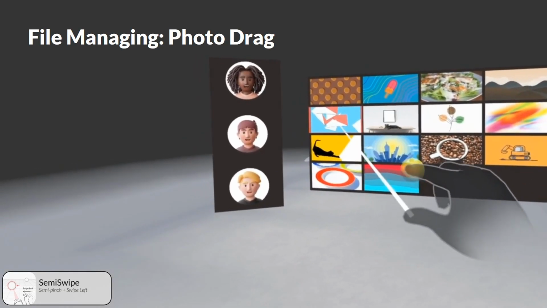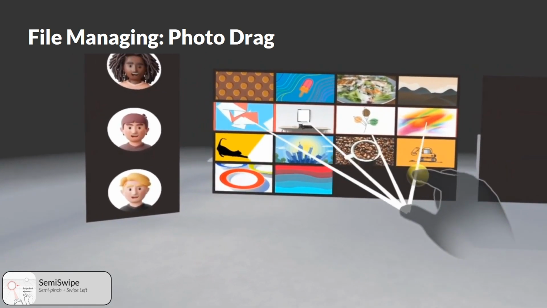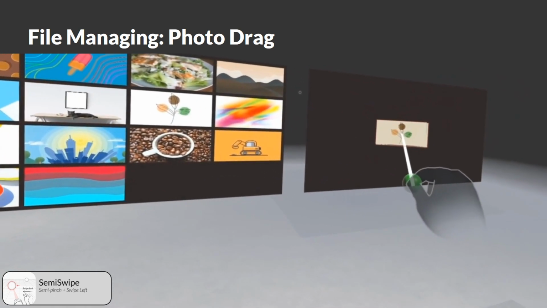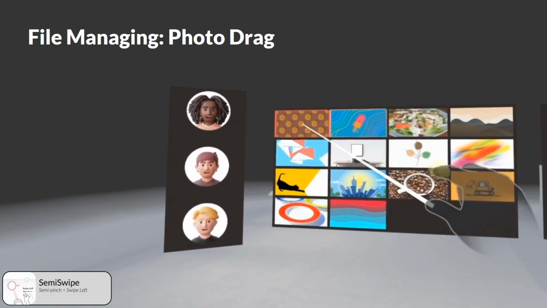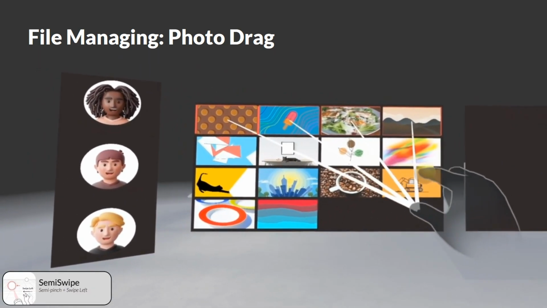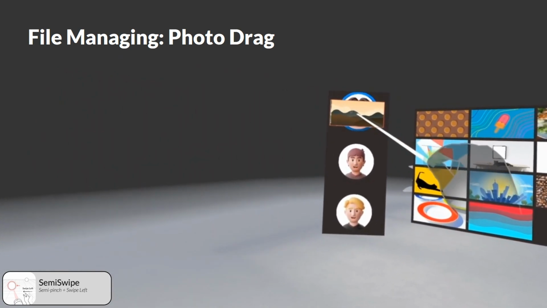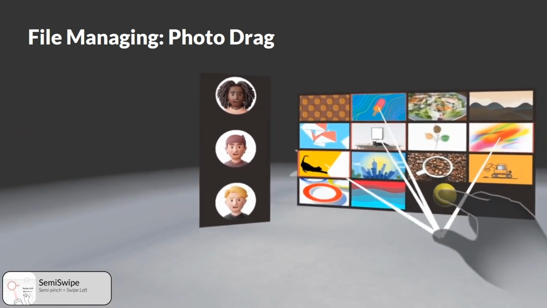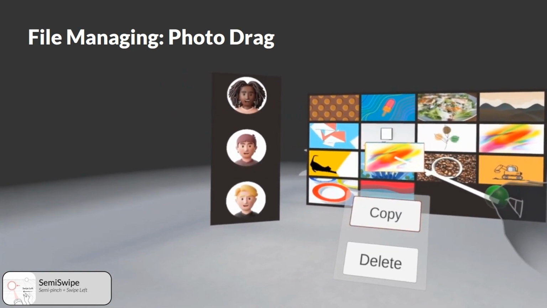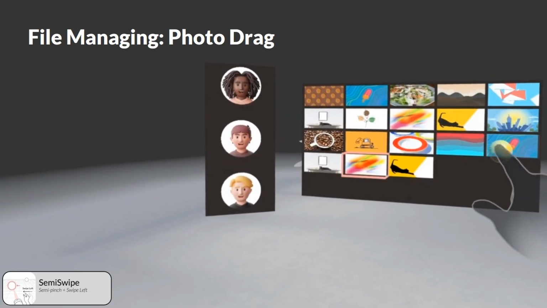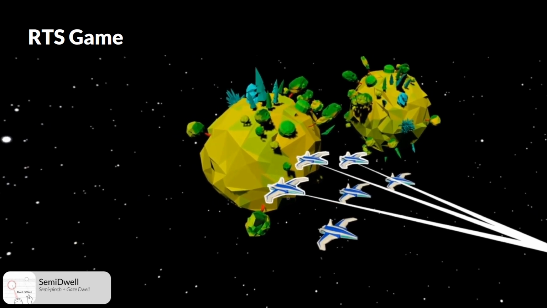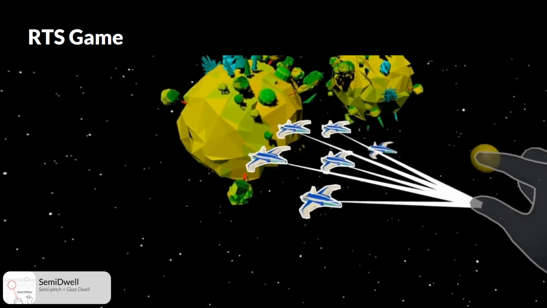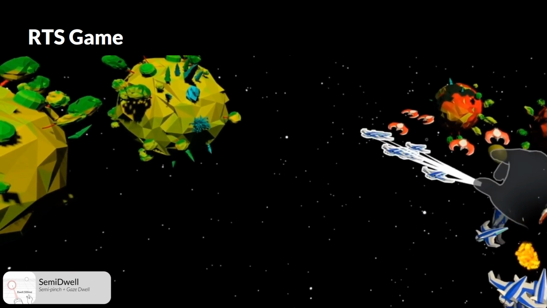Based on these findings, we propose possible applications to show how multi-selection could be used in the Gaze and Pinch context. First, we propose a file management scenario where users can select multiple photos for sharing, copying, deleting, and dragging to other locations or folders. Next, we present an RTS game application where users can select multiple space fighters with our techniques and relocate their positions based on their strategy.